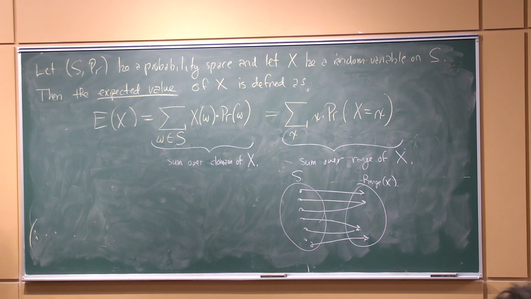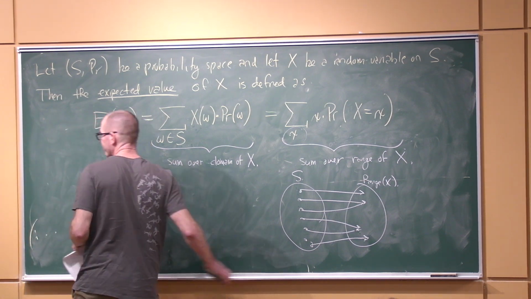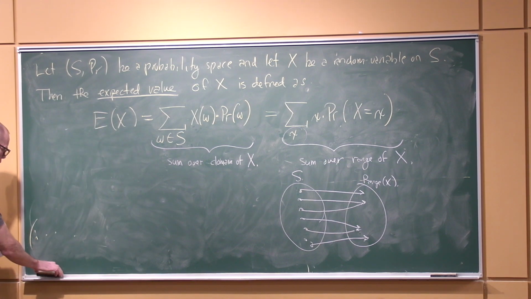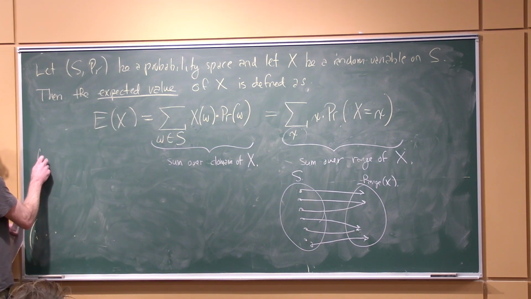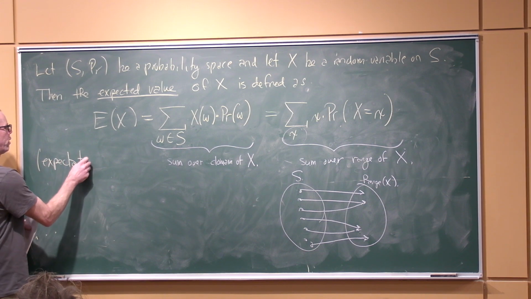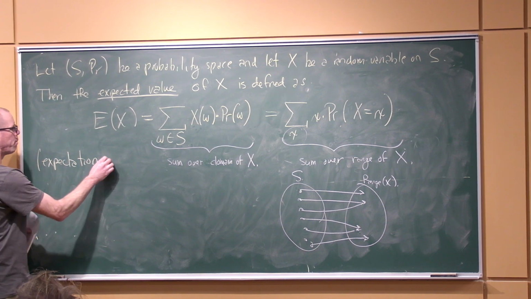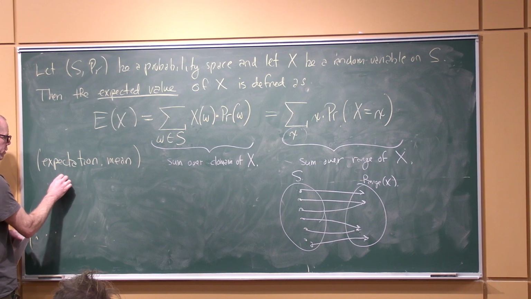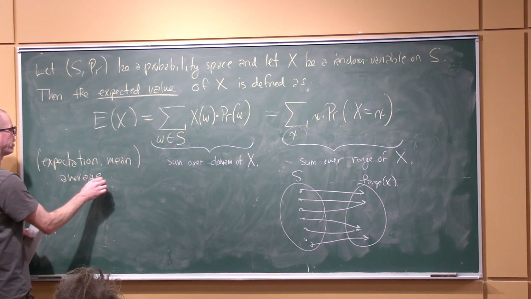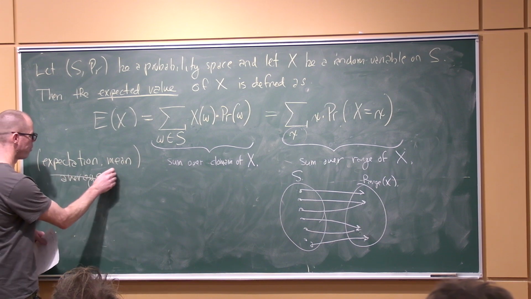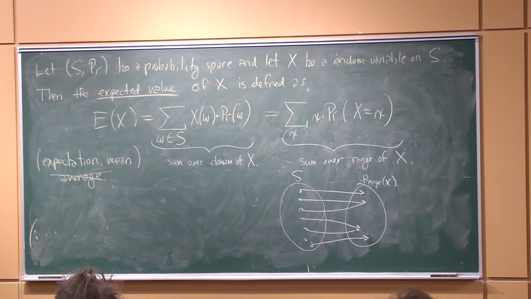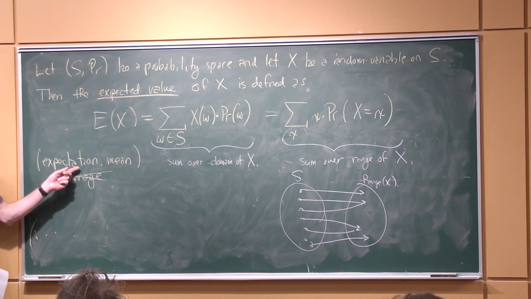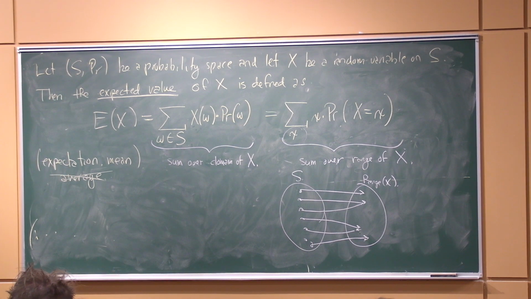Okay. All right. Now, this is called the expected value. Sometimes it's also called the expectation. And sometimes it's also called the mean. And sometimes you might see it written as the average, but I would prefer if you didn't use that. Mean is okay, expected value I like, expectation is fine as well. But let's not call it the average, because average means something else in most contexts.